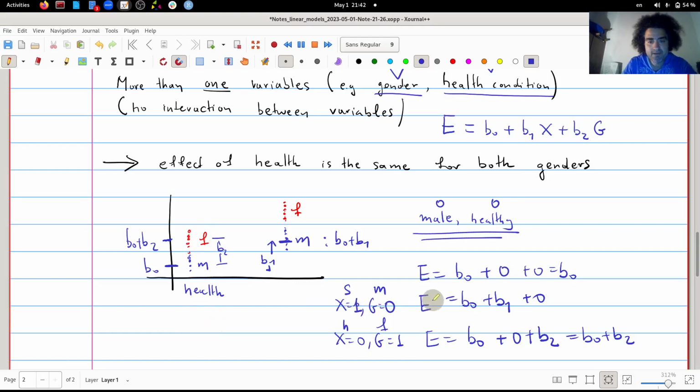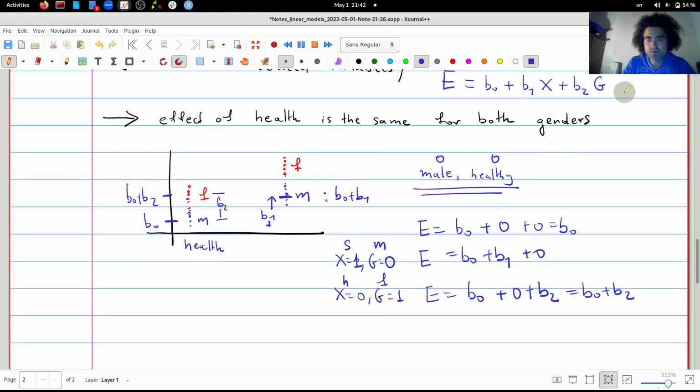Great. And if this is 1 and this is 1, then the expression level will be b0 plus b1 plus b2, because this will be 1 and this will be 1. So x will be 1 and g will be 1. And this is now sick female individuals. Sick female individuals, it means that we are up to here, and this will be b0 plus b1 plus b2.